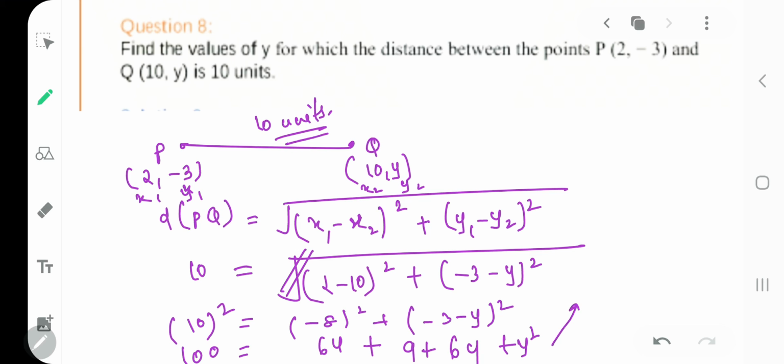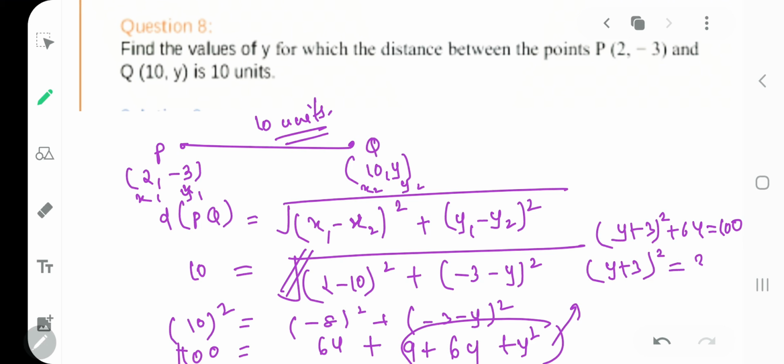Yes, my dear kids. From here you will get, so can I take this as y plus 3 the whole square plus 64 is equal to 100. Yes, my dear kids, is that correct? Yes. So y plus 3 the whole square is equal to 36. Yes. And y plus 3 will be plus minus root of 36.